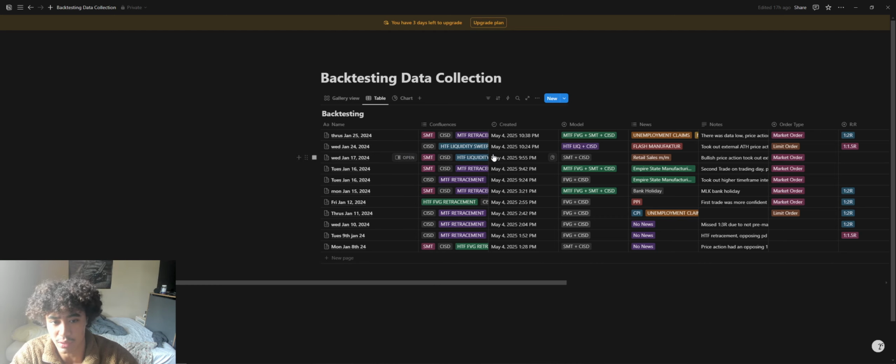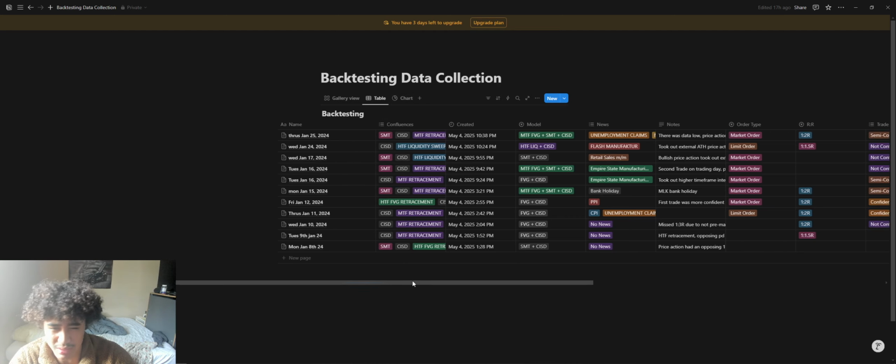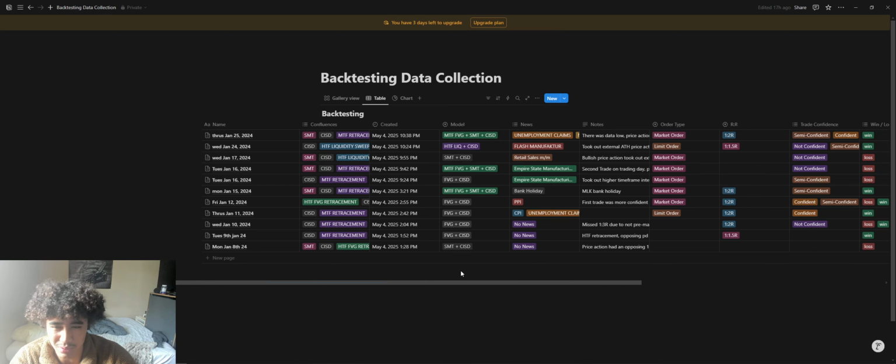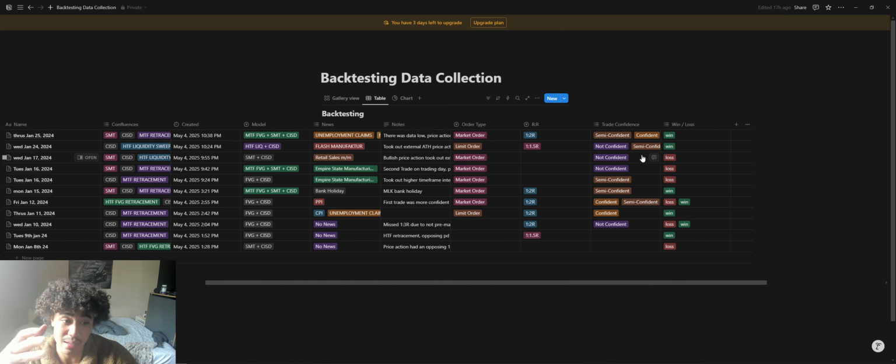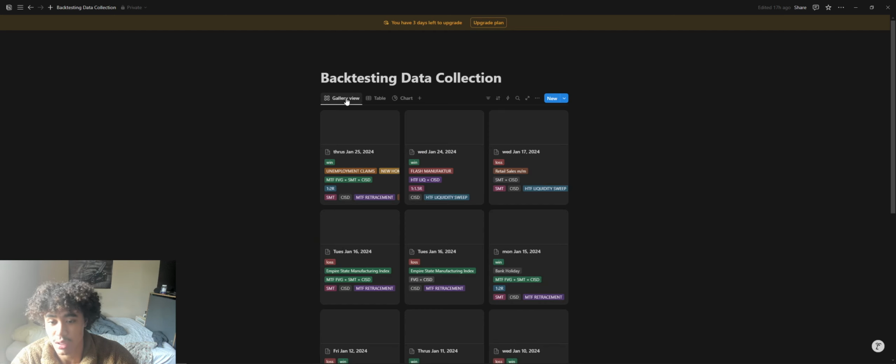So you can see right here, I got this template from a friend of mine. However, I do plan on refining and making it more my own. But this template a bunch of people use online anyways already. I'm emphasizing my confluences, my models, news I guess is important, but the most important thing, notes, average risk reward, and my trade confidence, win loss, all that fun stuff.